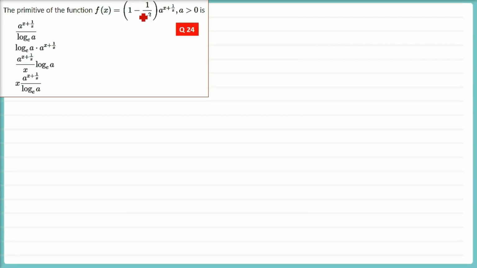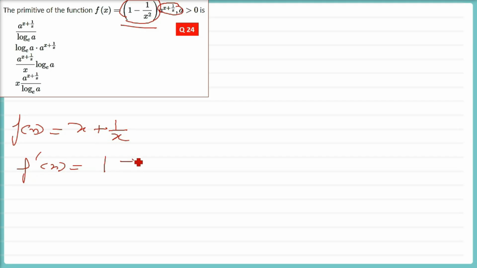The primitive of the function f(x) equals (1 minus 1 by x square) a to the power (x plus 1 by x), when a is greater than 0, is. Alright. Now what is primitive? It's simply integration. What is the integral of this function? From this question, we are aware that x plus 1 by x, if it is differentiated, will give 1 minus 1 by x square as the result. So if this f(x) is taken as x plus 1 by x and we find f dash x or d by dx, it will be 1 minus 1 by x square.